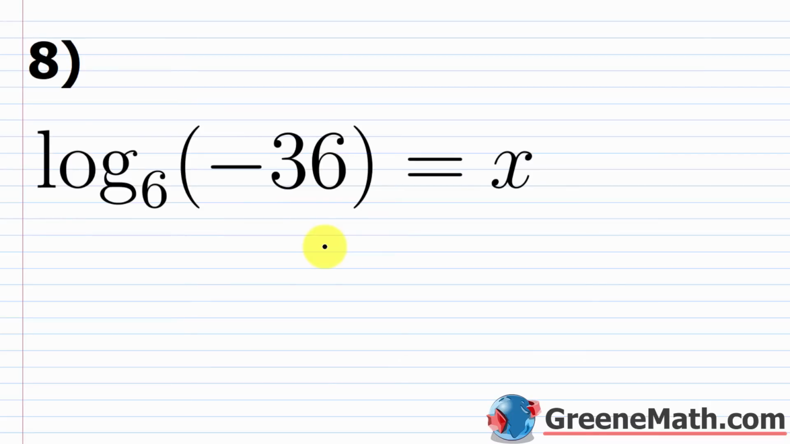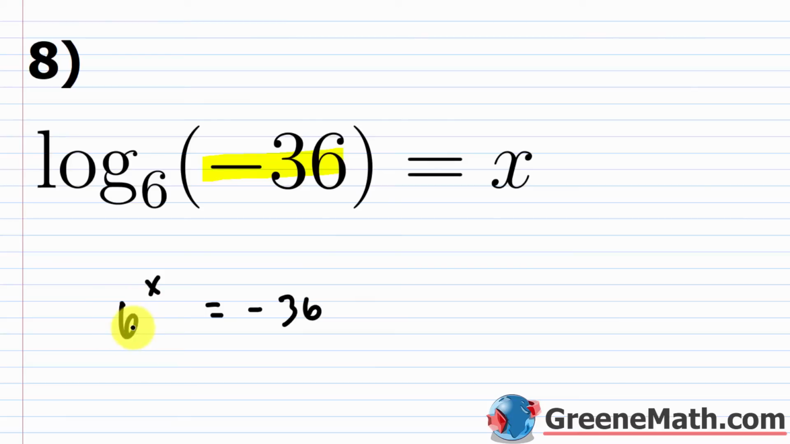All right, for problem 8, we have log base 6 of negative 36 is equal to x. So this problem obviously has no solution, and that's because this right here is creating something that's undefined. When we work with a logarithm, we want to make sure that the argument is positive. So it can't be 0 and it can't be negative. If you try to set this up in exponential form, you have 6 raised to the power of x is equal to negative 36. Well, that has no solution.